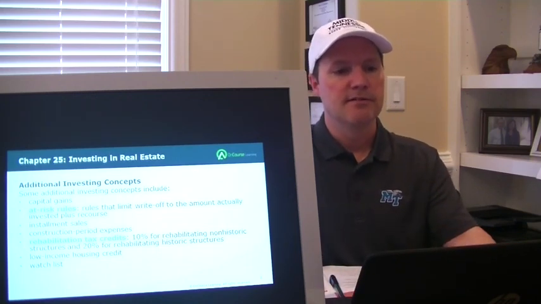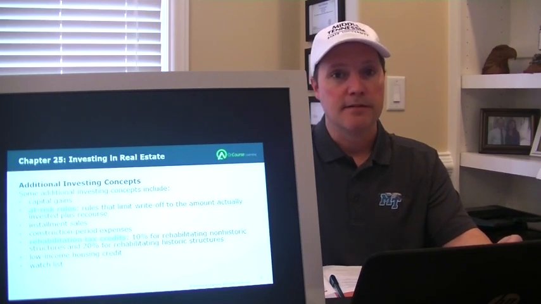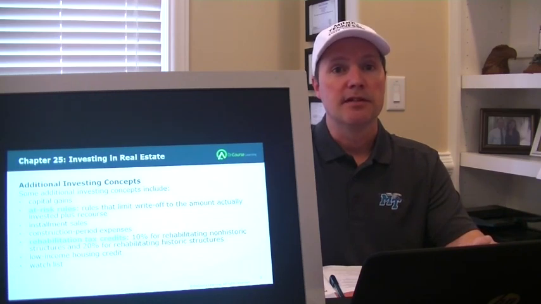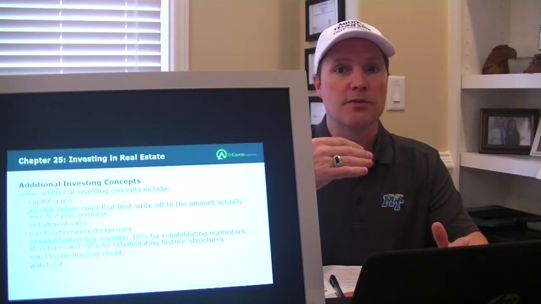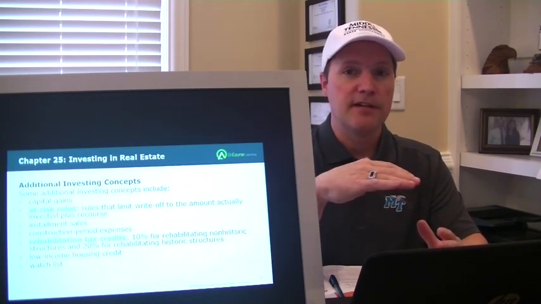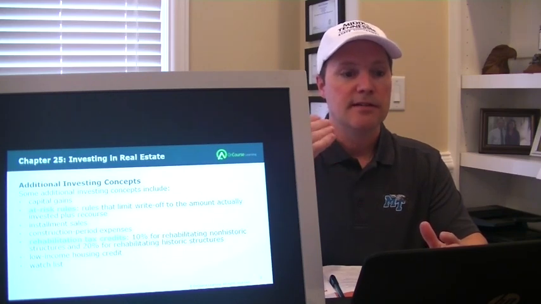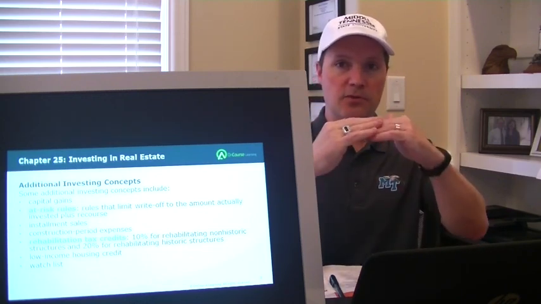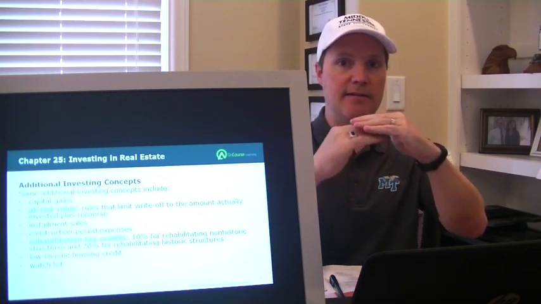Additional investing concepts. Some additional investing concepts include capital gains. Okay, as you know, we talked about capital gains before. Usually whenever you sell a piece of property, if you've lived in the property for the past 2 to 5 years, then you're able to go ahead and not pay any taxes on that capital gain. And the capital gain is what the property sells for, okay, minus what you owed on the property. So that's your gain right there.